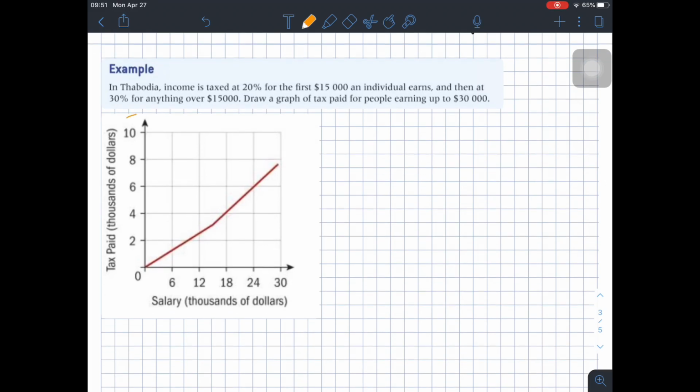Okay, so in order to save time, I have already plotted the graph here, and basically what I want to show you is how we determine the equations of these lines given this information over here. Okay. So basically it says that we're charged 20% of taxes if we spend between $0 to $15,000, right?